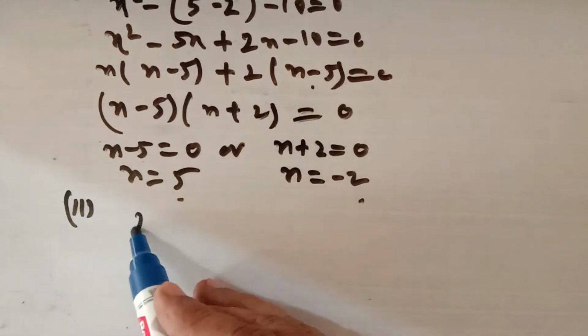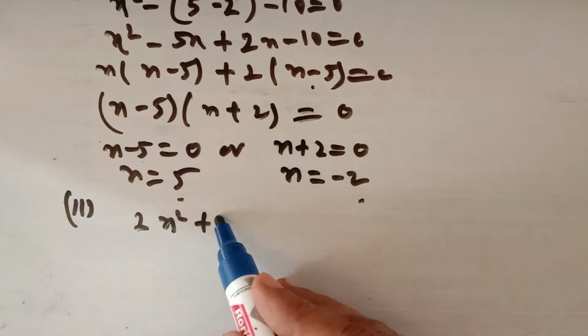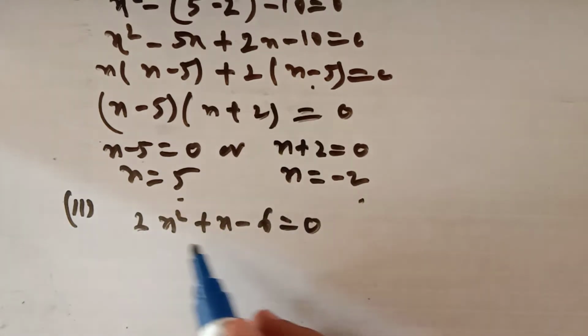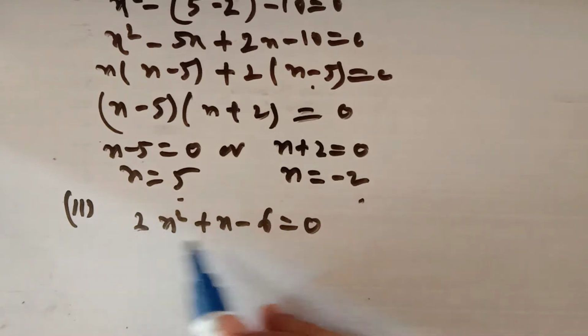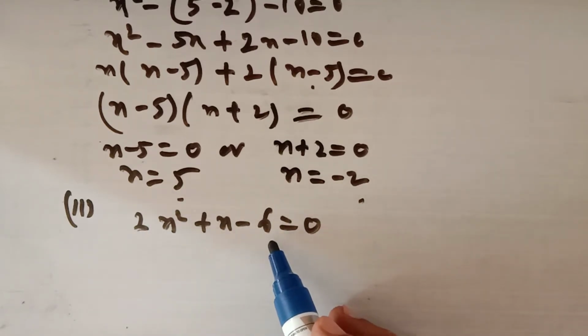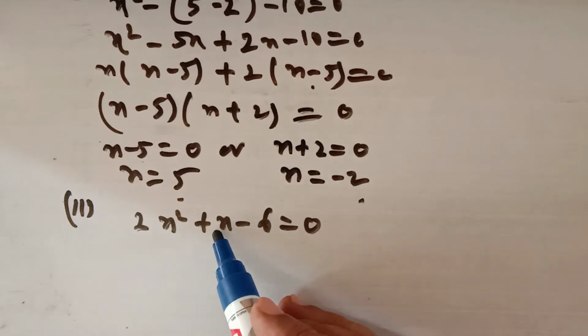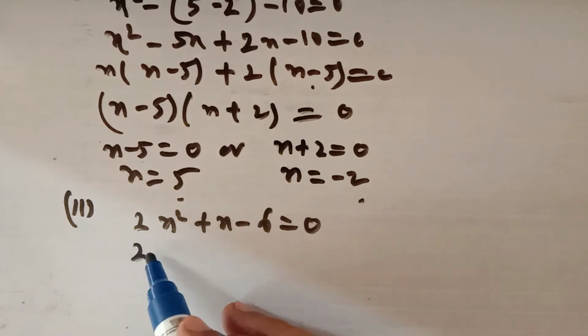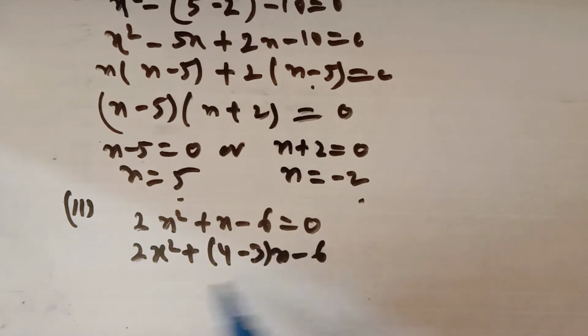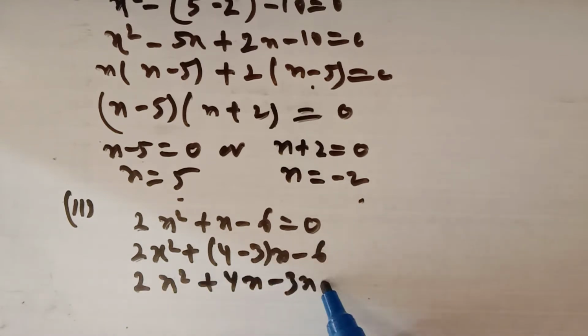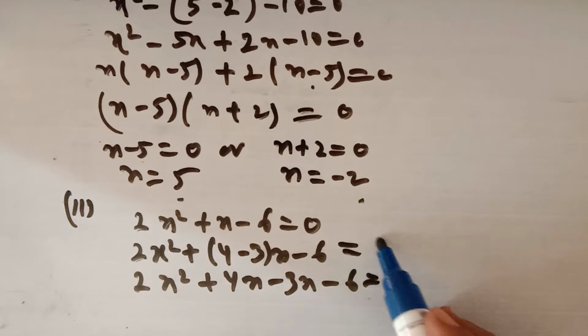Similarly, in the next part, we have 2x square plus x minus 6 equal to 0. We have to factorize it. We need those two numbers whose product is 2 into minus 6, that is minus 12, and whose difference is 1. So the numbers are 4 and 3, since 4 threes are 12. So you can write here 4 minus 3. Open the bracket. You simply factorize it, equal to 0.